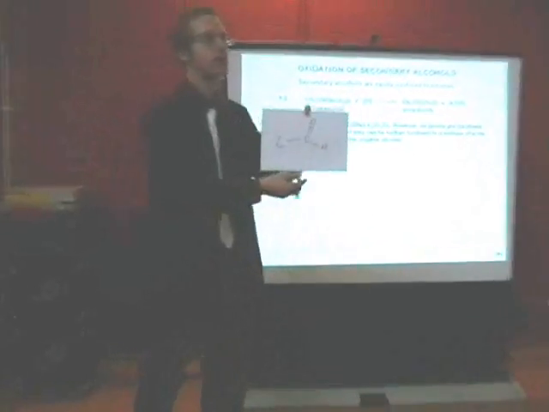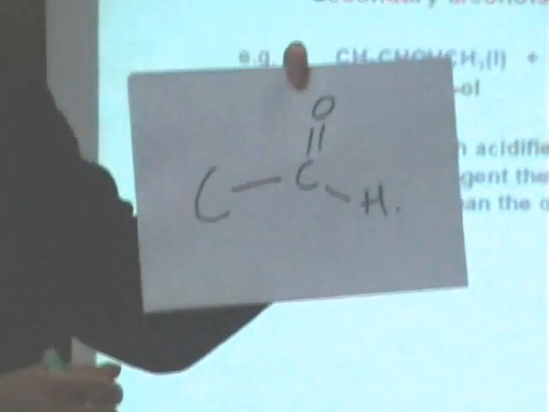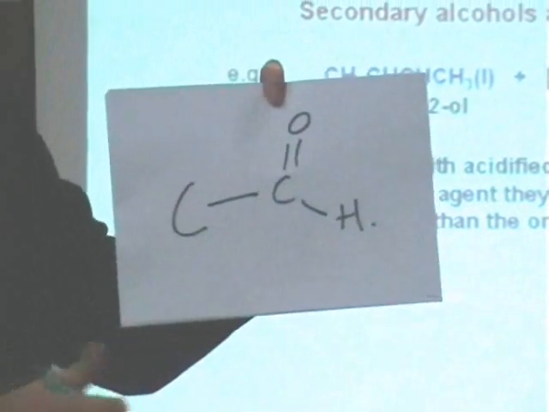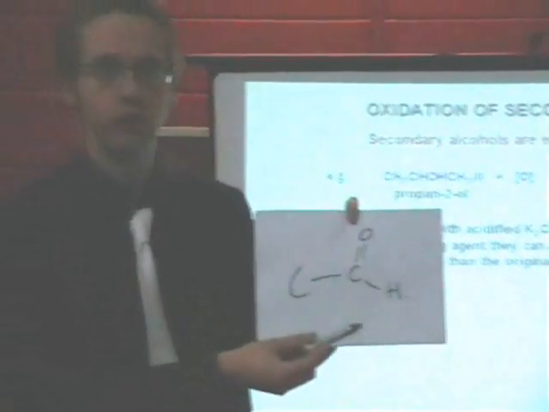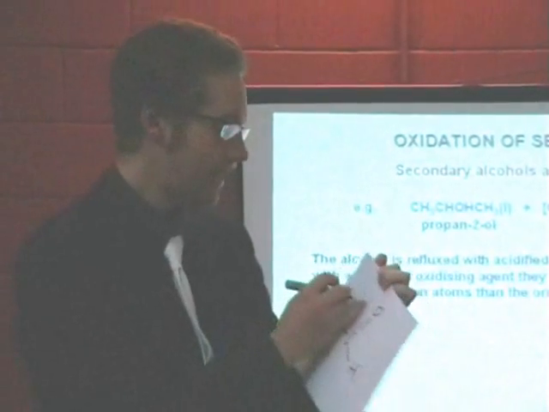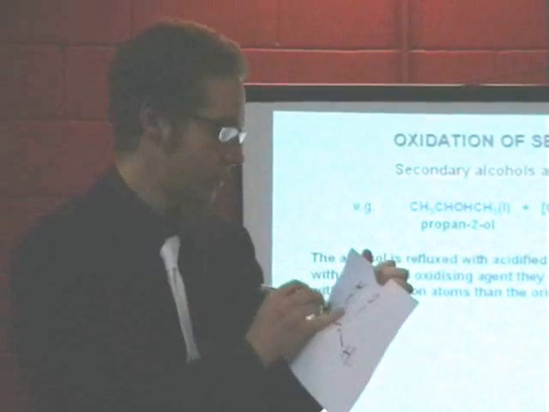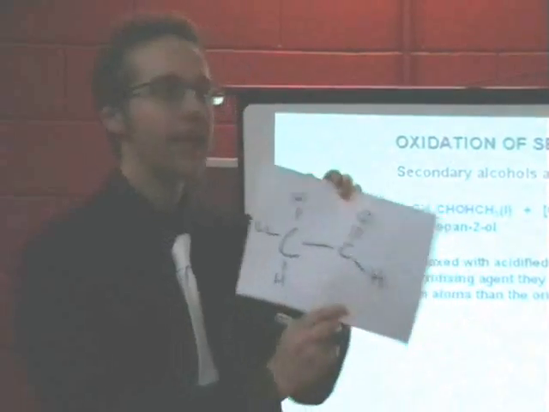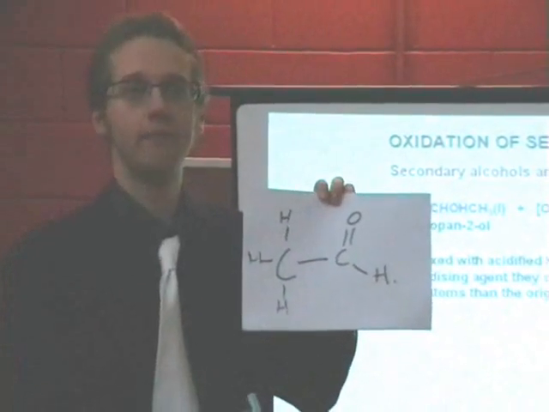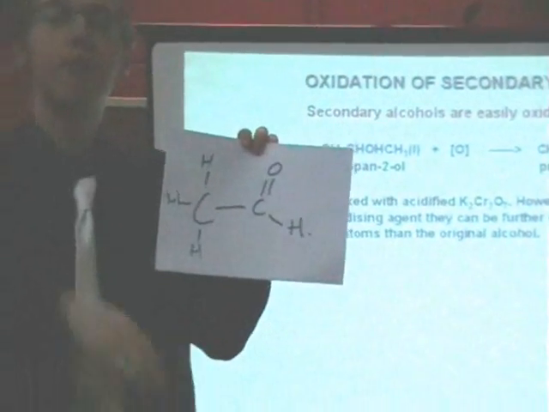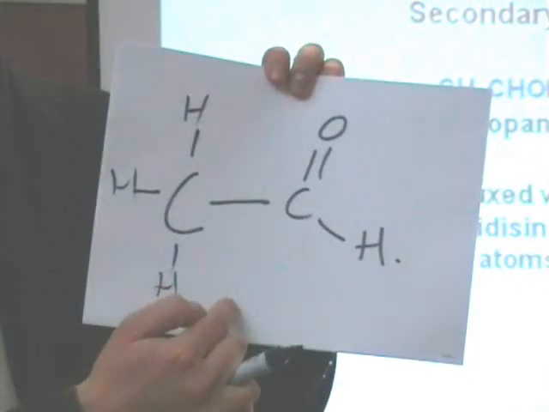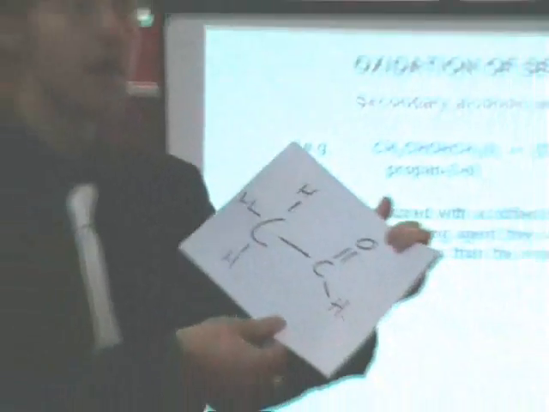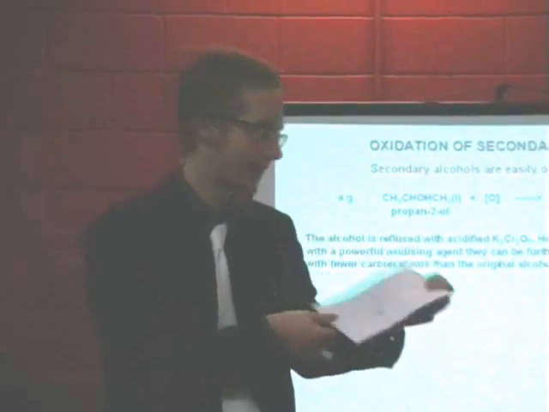Just pause it for a second. This is ethanal. It is a carbon with a double bond oxygen at the end of a molecule. So if I add in the rest of the hydrogens, that is ethanal. Are you happy with that? And that is an aldehyde. And a primary alcohol gets oxidized to an aldehyde, which you can then further oxidize to a carboxylic acid.